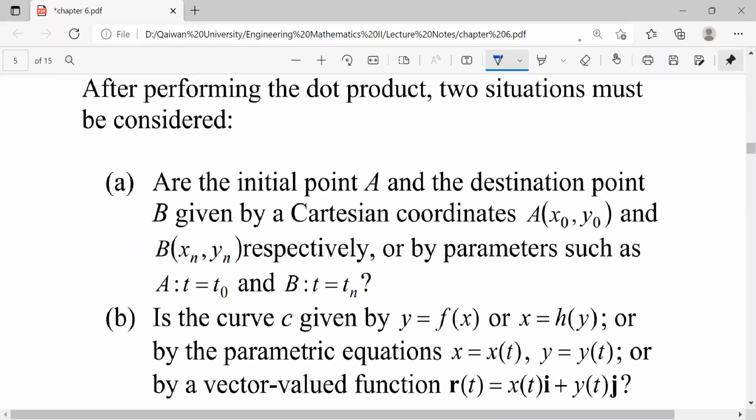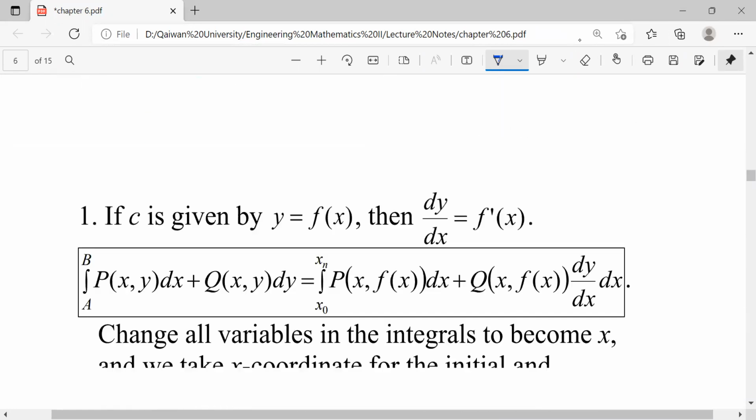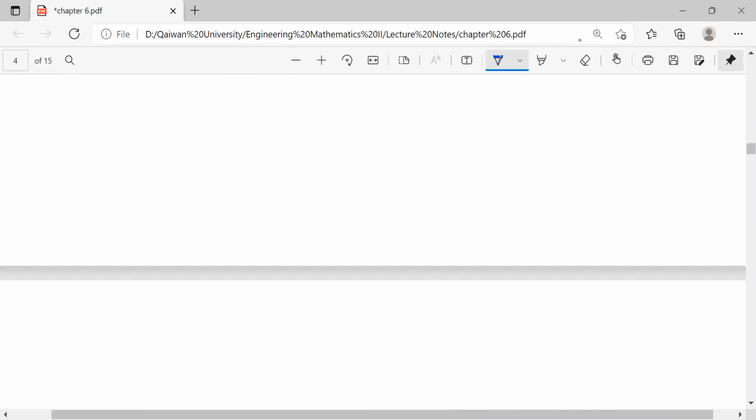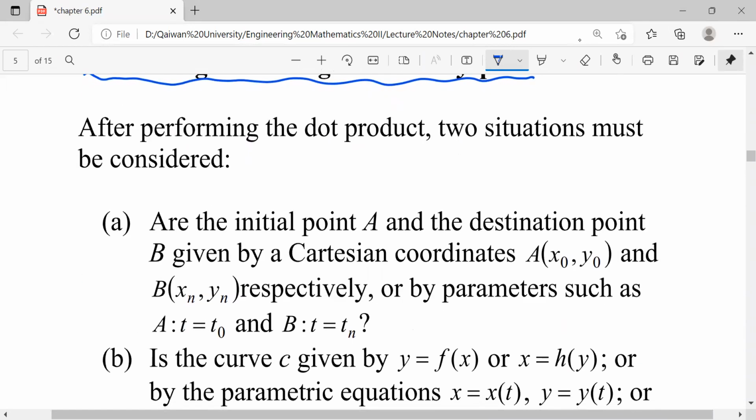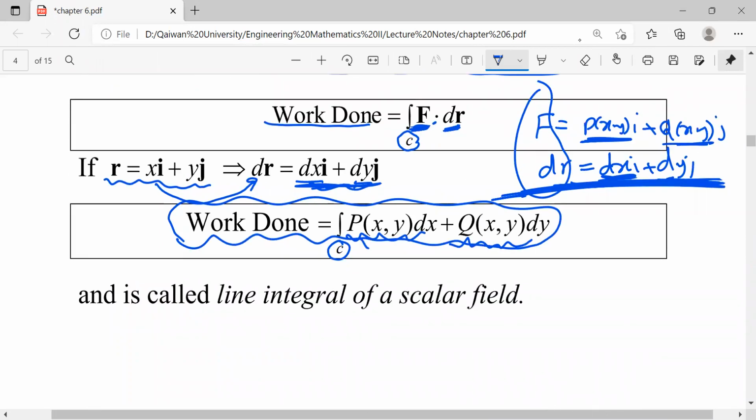Here you have some important notes: evaluating a line integral on the xy plane. After these notes, we have some examples that we solve. We have some rules, then we have some examples. After performing the dot product, this is the result of the dot product of F and dr.